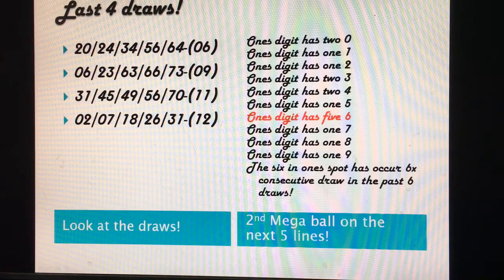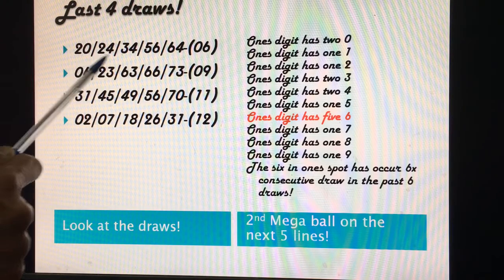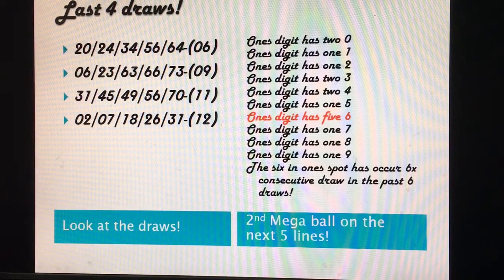As you can see, we have to look at the last 4 drawings. The last 4 drawings are 20, 24, 34, 56, and 64, 06, 23, 63, 66, and 73, 31, 45, 49, 56, and 70, 02, 07, 18, 26, and 31. And here's your Mega Ball.